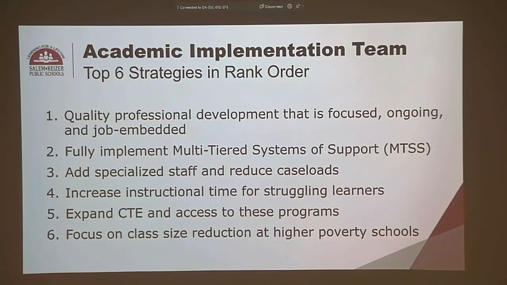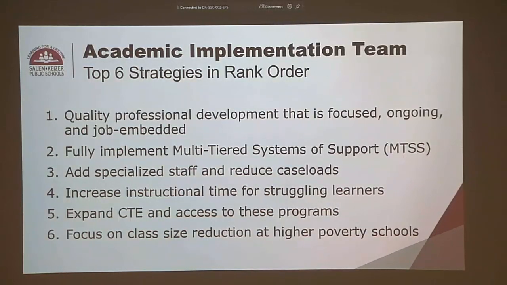The fourth one is increasing instructional time for struggling learners. And that can look like lots of different things. The academic team talked a lot about doing that before and after school. So how can we extend opportunities for kids to have access to content? But they also talked about that once you fail a class, particularly in high school, how can we get you back on track in a timely fashion so you can get back on track to learning? So that was the increased instructional time, and it was really increasing instructional opportunities as well for struggling learners.